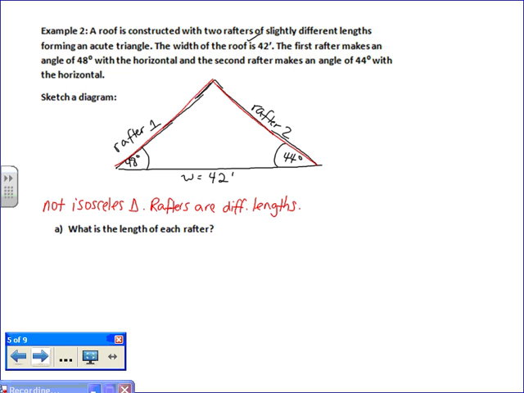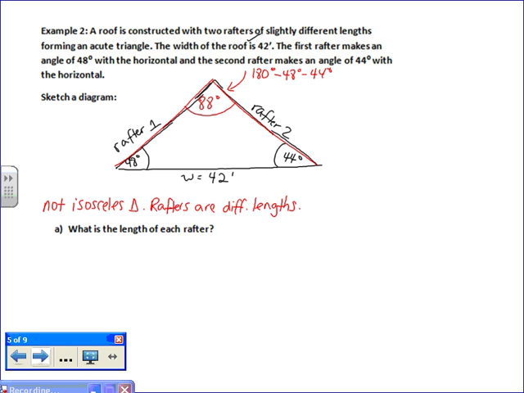I can, however, find the top angle right here. Let's go ahead and find this. This is going to be 180 degrees subtract the other two angles that I know, 48 degrees and 44 degrees. And that's going to come out to be 88 degrees. So the first thing I should do is find that angle.